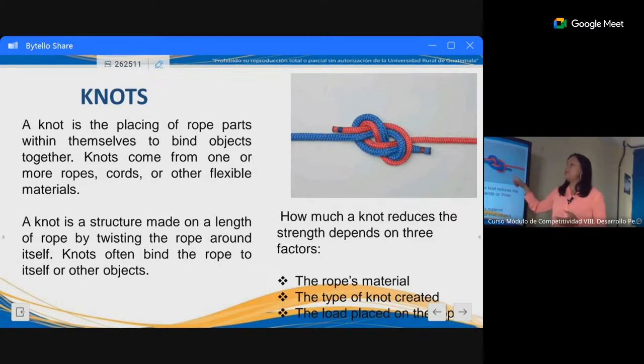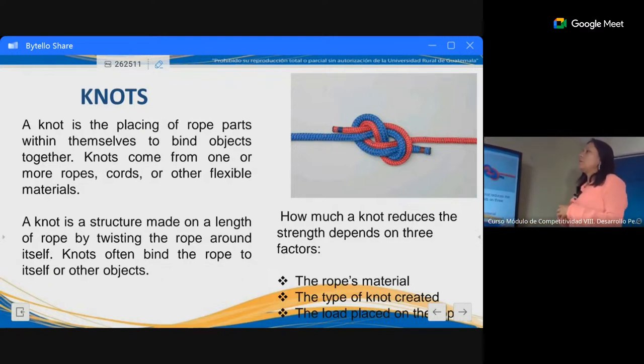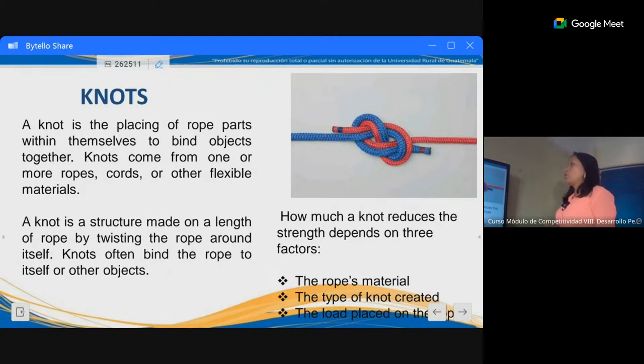This is a knot, yeah? Can you look at the picture? This is a knot, okay? So most of you already know what it is. And here it says, knots. A knot is the placing of rope parts within themselves to bind objects together. Knots come from one or more ropes, cords, or other flexible materials. A knot is a structure made in a length of rope by twisting the rope around itself. Knots often bind the rope to itself or other objects.